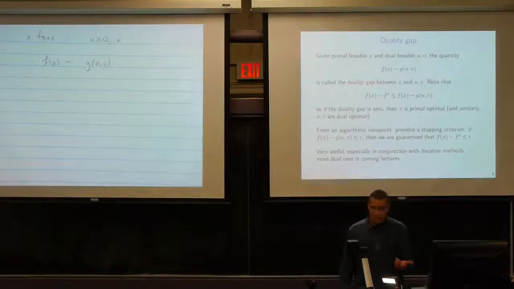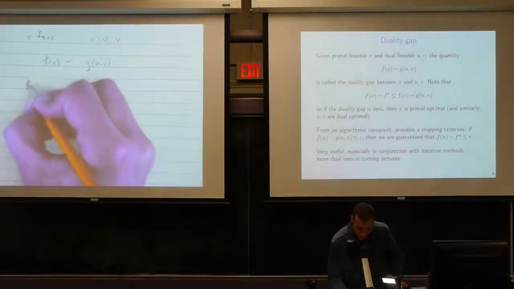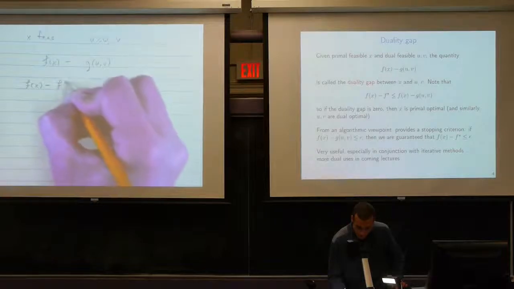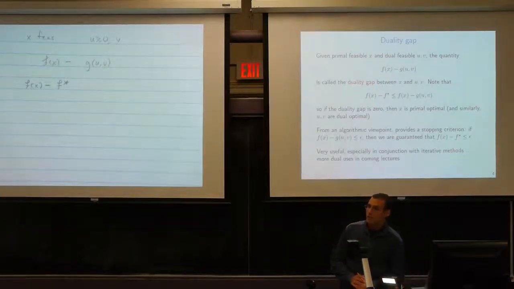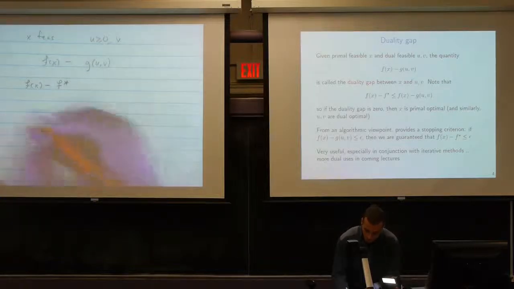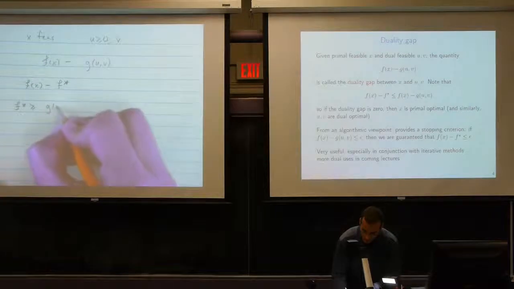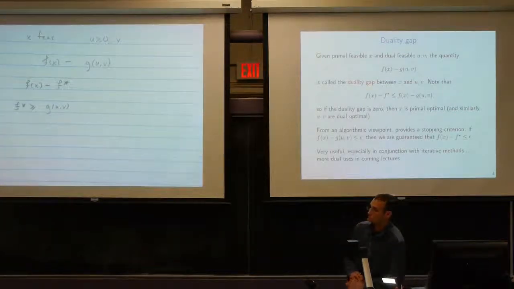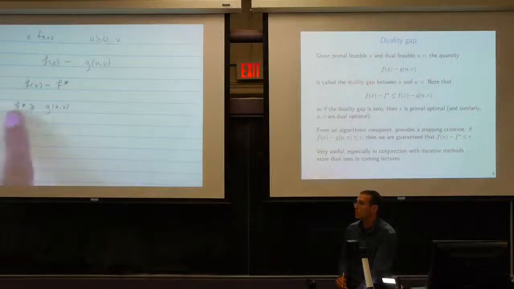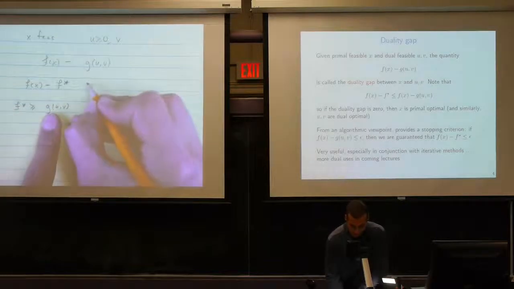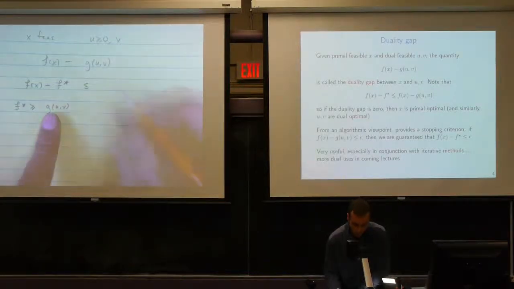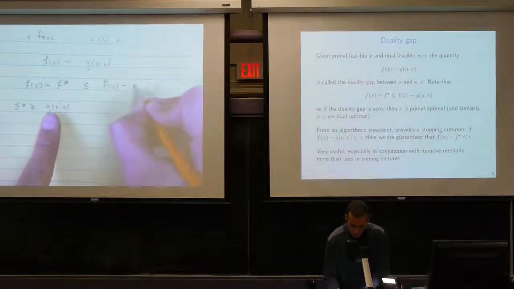So why is that a useful quantity to have a handle on or to know in practice, say? It's because of this relationship. If we look at f of x and we subtract off the optimal value of the primal criterion f star, then I know that, for example, f star is lower bounded by g of u, v. That just comes from our duality construction. Any dual feasible point provides us with a lower bound on the primal optimal criterion value. So what does that mean? That means that f of x minus f star is at most f of x minus g of u, v.